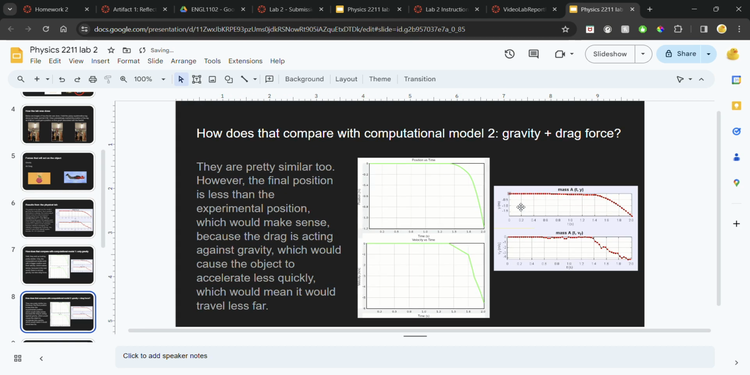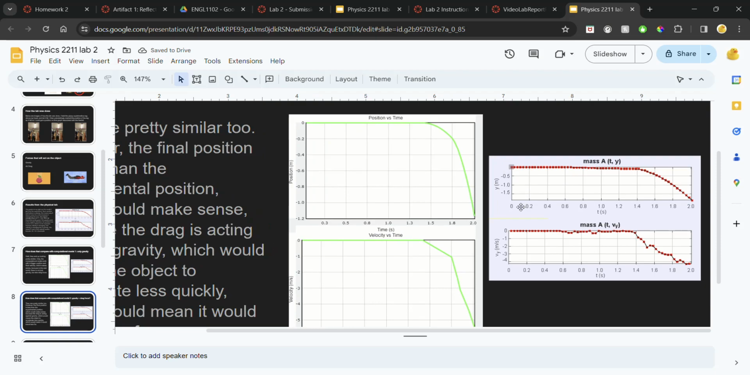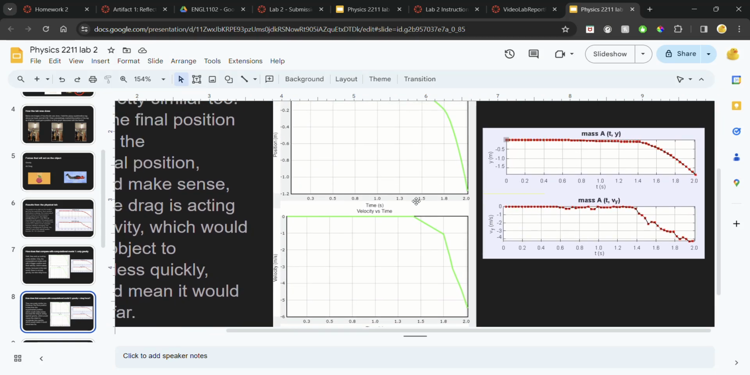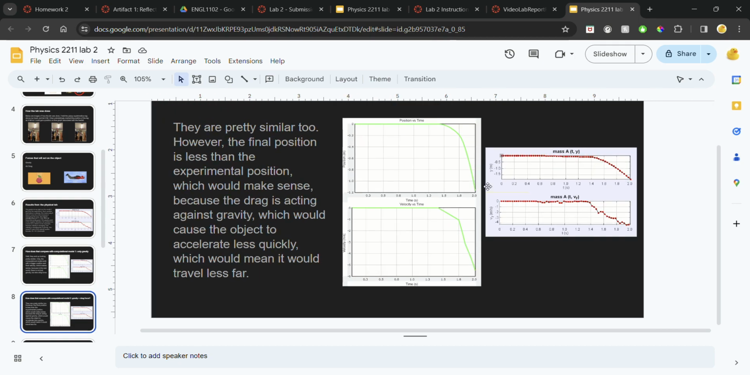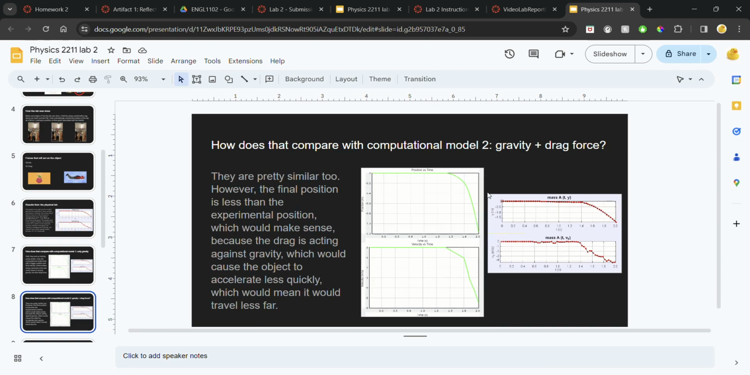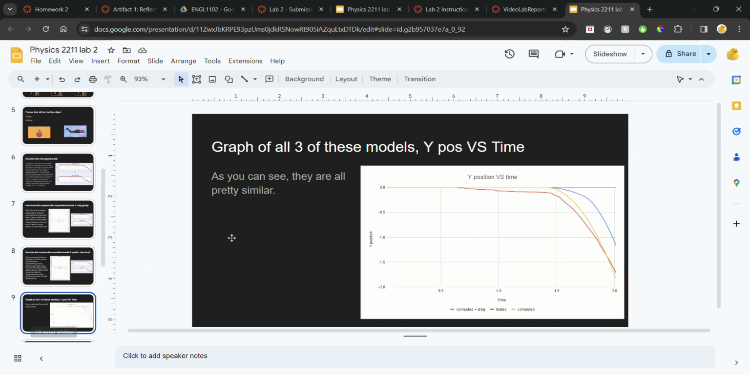And how does my second computational model compare with my experiment? As you can see, it's actually less than the previous computational model and also less than my experiment. That makes sense because the drag will work against gravity, meaning it will just go less far. I'll explain more about why it's less later. Here's a graph of all three of these models together. As you can see, they're all pretty similar. Blue is our computed gravity plus drag model, red is what I tested, and yellow is only gravity.